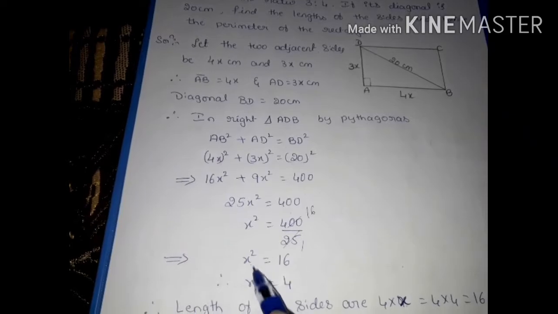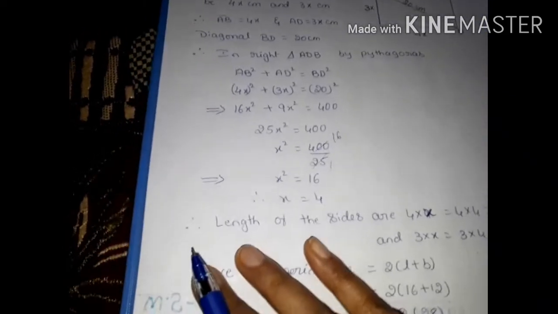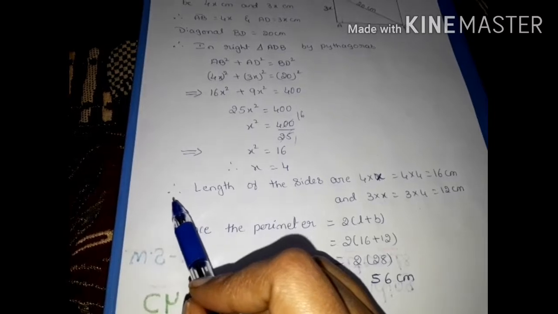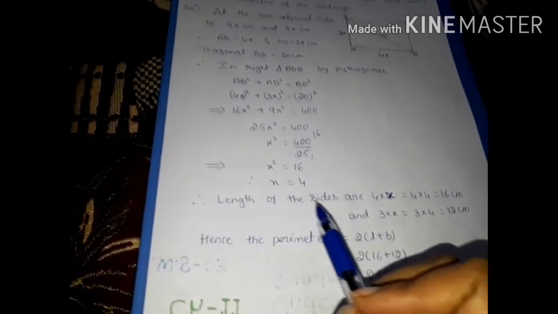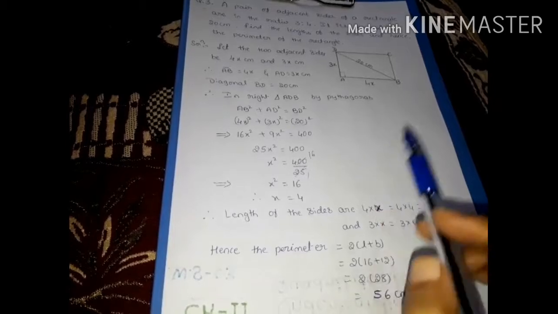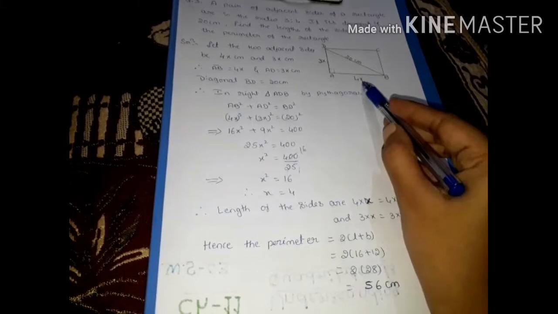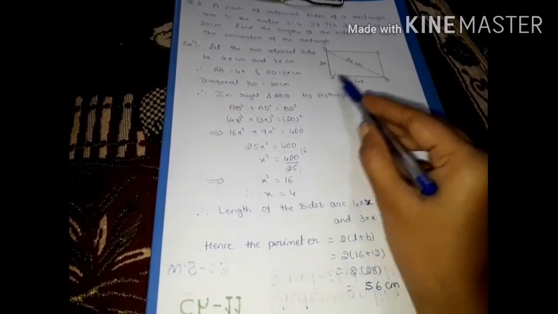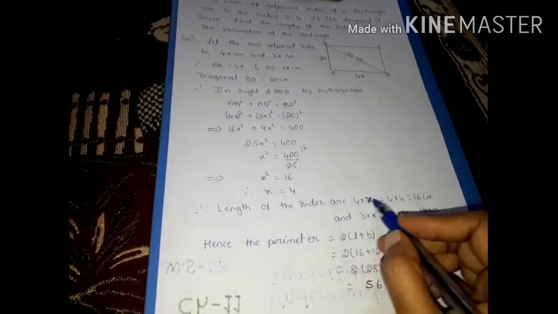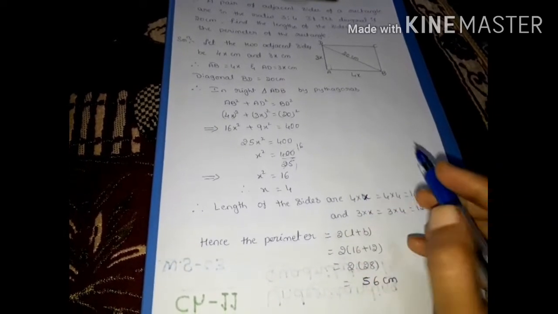So we need x. X equal to 4. Now you have to find the length of the sides, nothing but length and breadth of the rectangle. Here AB we considered as 4x. Substitute the x value, then you will get the length of AB. 4 into x equal to 4 into 4. To get the length of the sides, you have to substitute the x value. 4 4s are 16 centimeters.